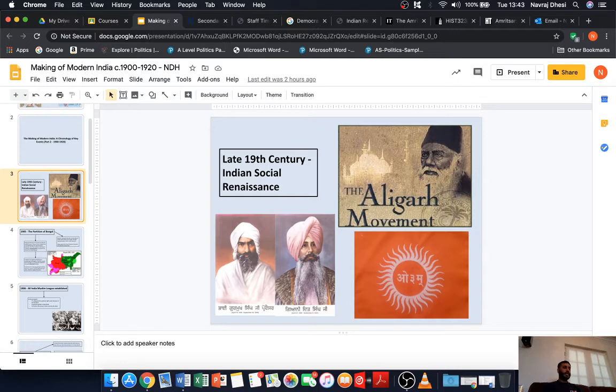In essence, all of these movements which developed in the late 19th century as part of the Indian social renaissance were combating the challenges that British modernization and westernization had brought, but they were also attempting to build their own religious identity so that they could assert their own political rights, so that they're not lost in this era of cultural imperialism.